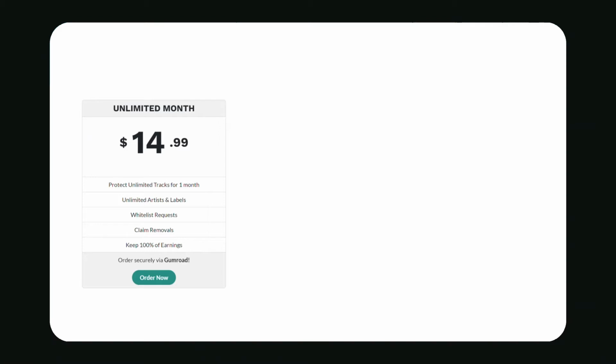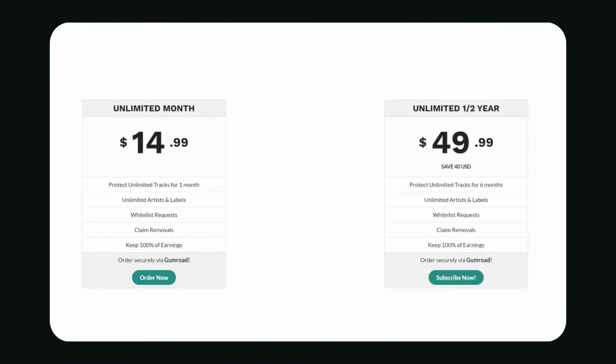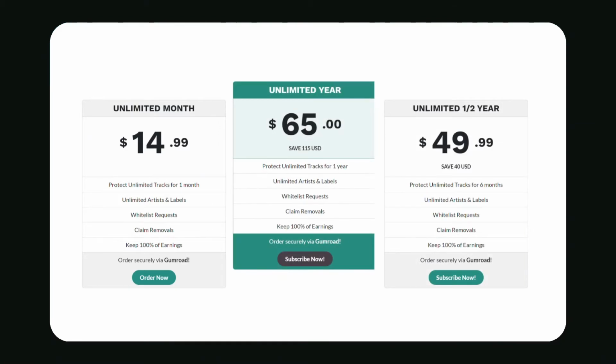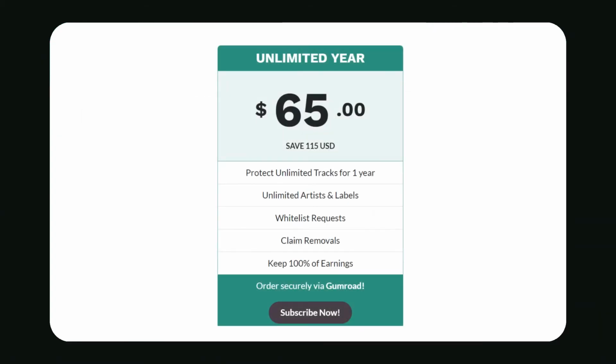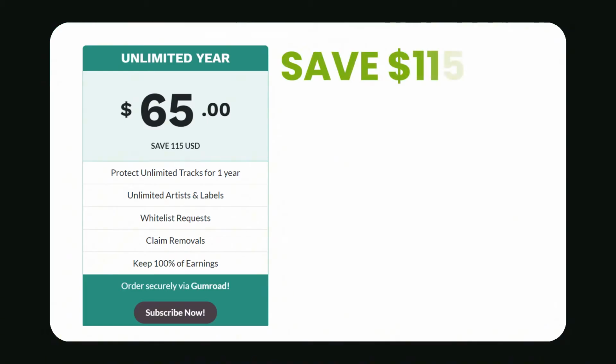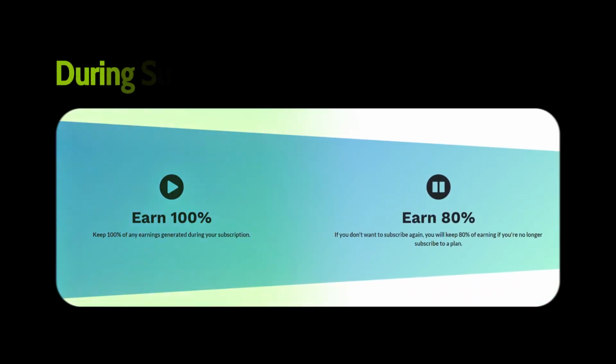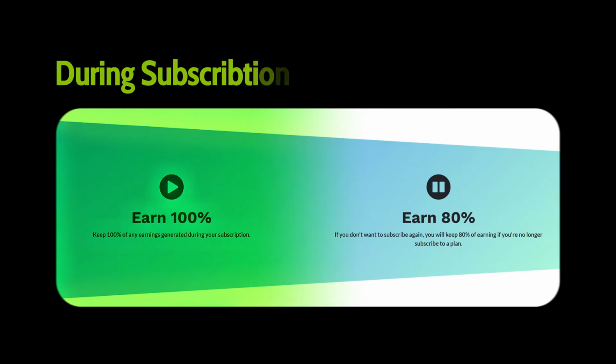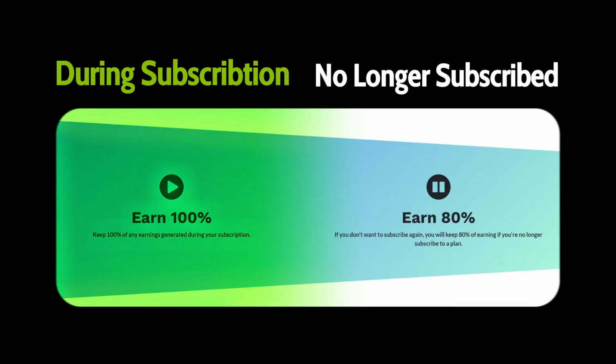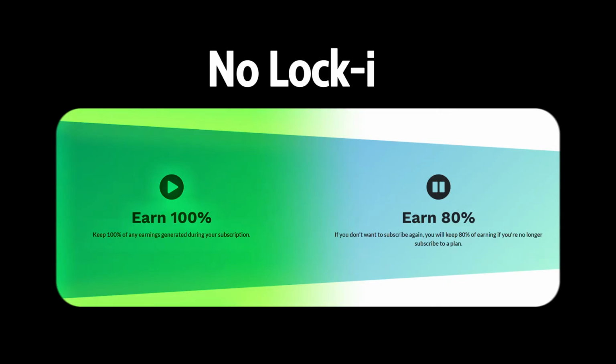They offer 3 plans: $15 for unlimited track protection for 1 month, $50 for 6 months, or $65 for an entire year. The $65 plan is the best deal since it saves you $115 and provides a full year of unlimited track protection. Plus, as long as you're subscribed, you'll keep 100% of the revenue, no cuts taken. And if you decide not to renew after a year, you'll still earn 80% of the revenue.